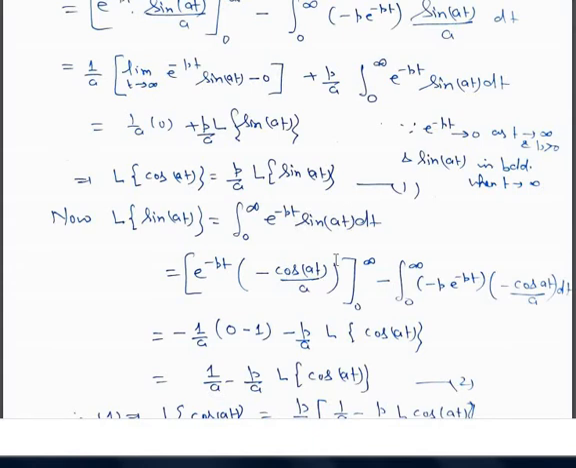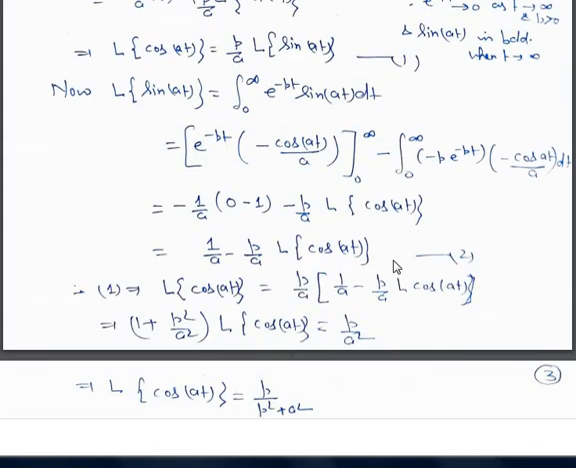Integration of sin at is minus cos at upon a. Limits are from 0 to infinity minus integral 0 to infinity. Differential of e to the power minus pt is minus p into e to the power minus pt. And integration of sin at is minus cos at upon a into dt. Again you put upper limit, lower limit, so this is minus 1 upon a into 0 minus 1, minus p upon a L of cos at, which is equal to 1 upon a minus p upon a L of cos at. This is equation number 2.